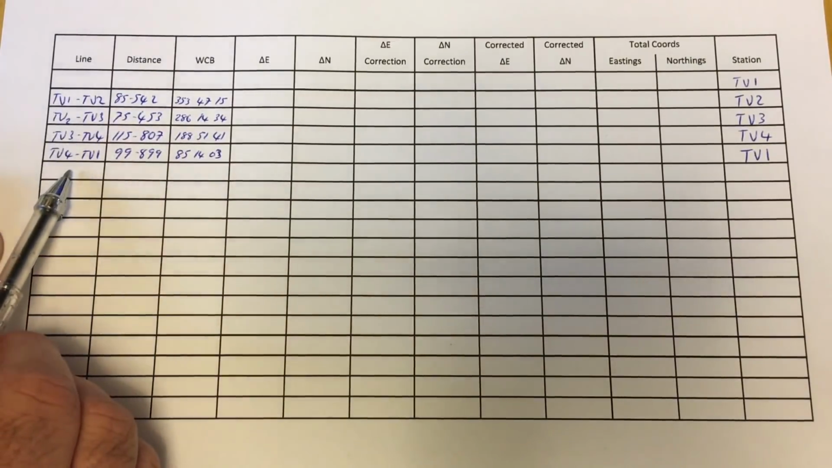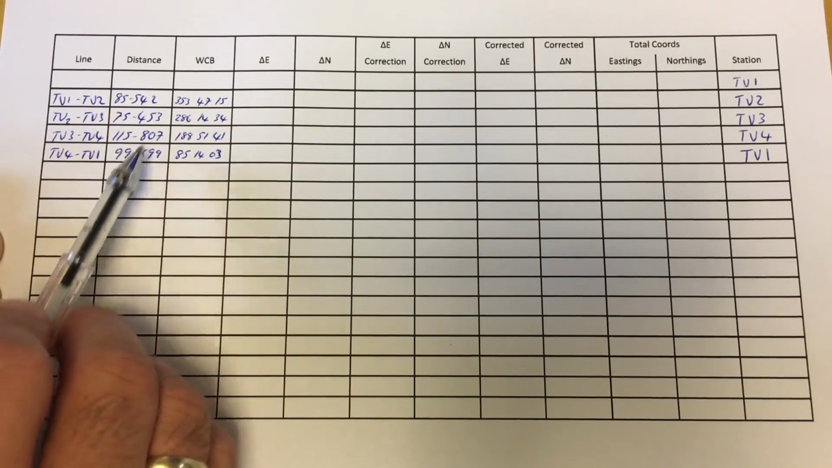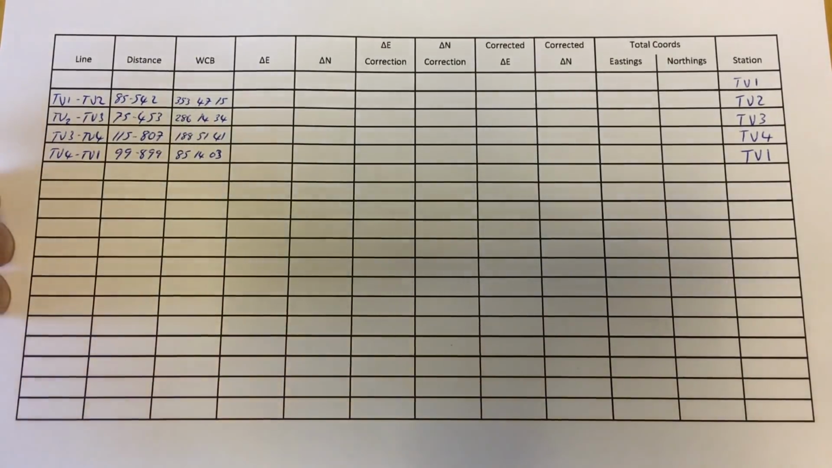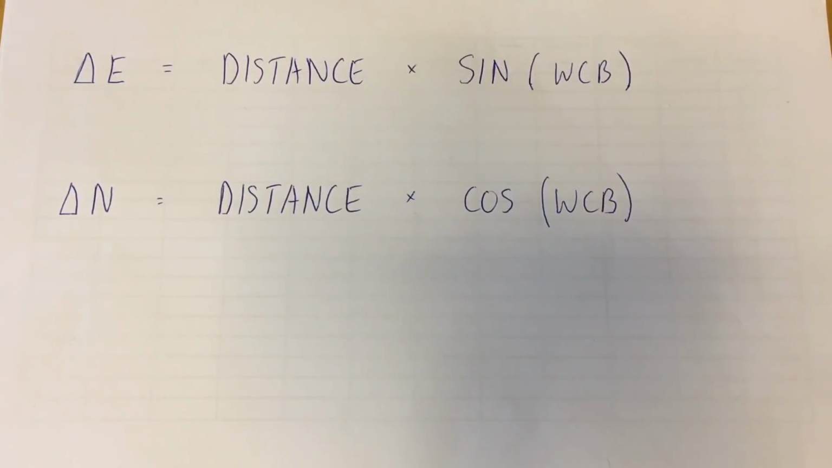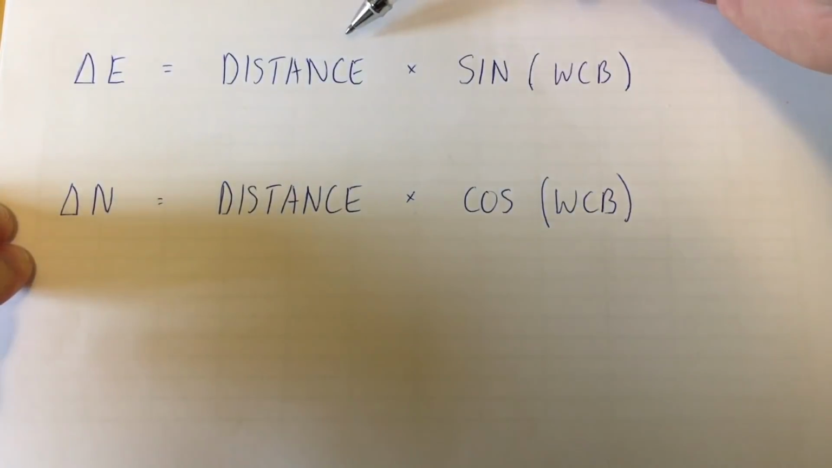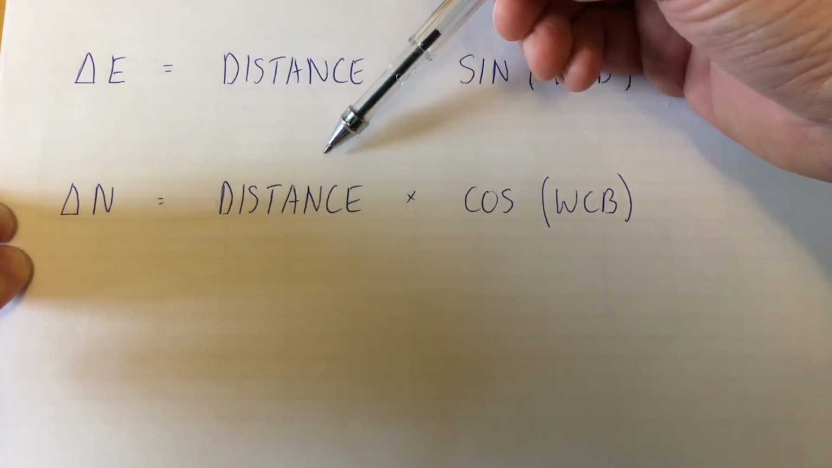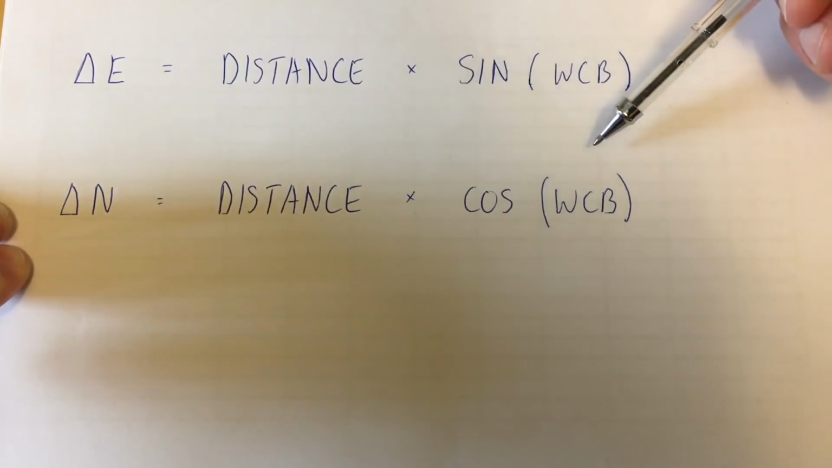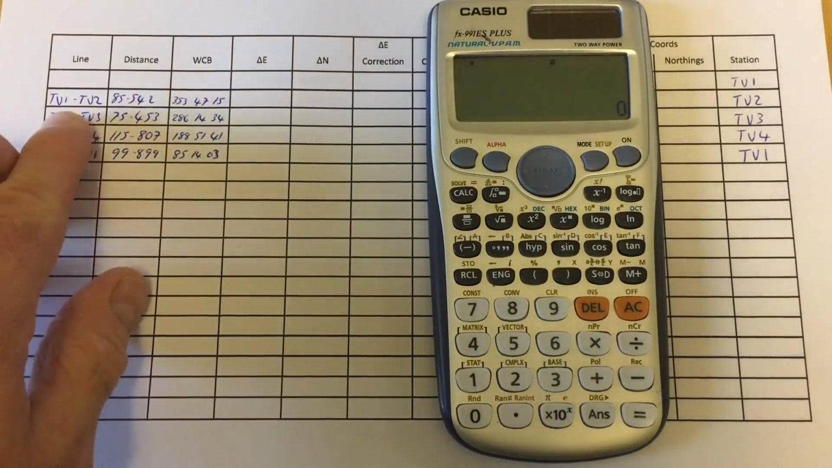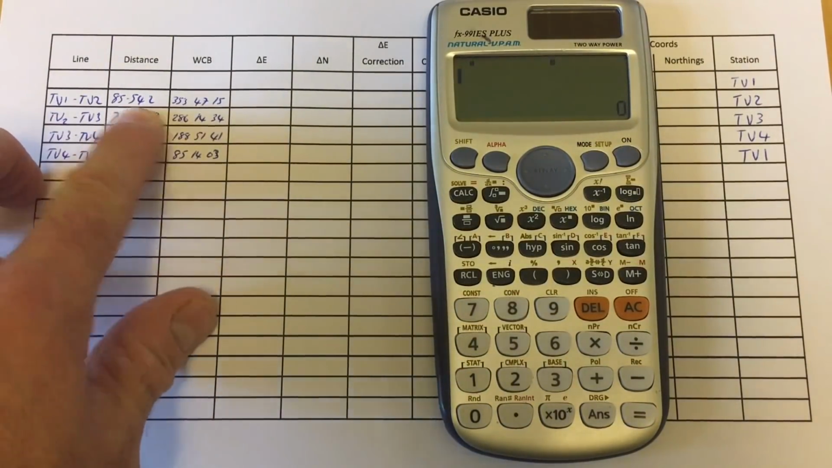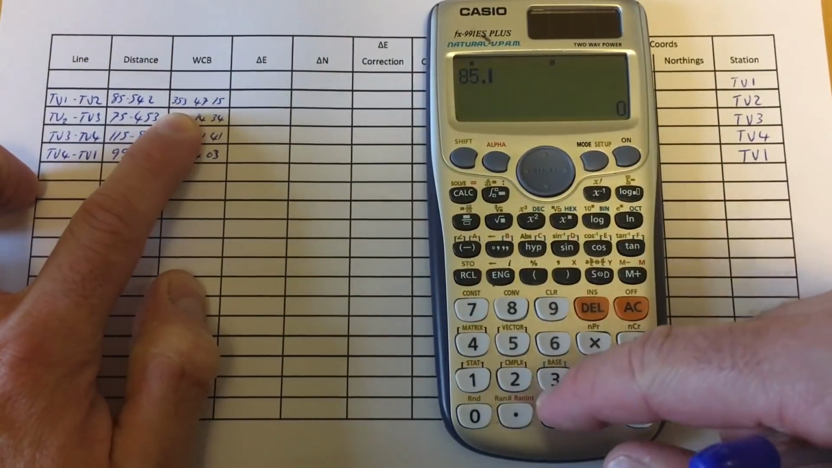Now that the data has been recorded, you're now in the position to calculate your delta eastings and delta northings, or partial coordinates. This is carried out by using the following formula. Your partial coordinates for eastings is distance times the sine of the whole circle bearing. For delta northings, we will use the cosine. So, we will take our distance to start with and our first whole circle bearing for the line TV1 to TV2.